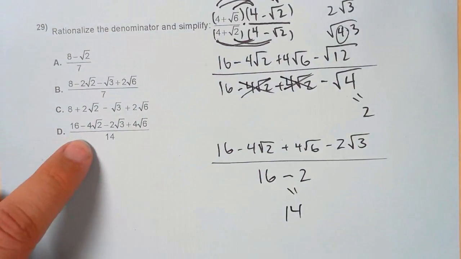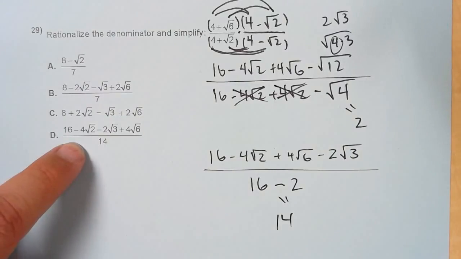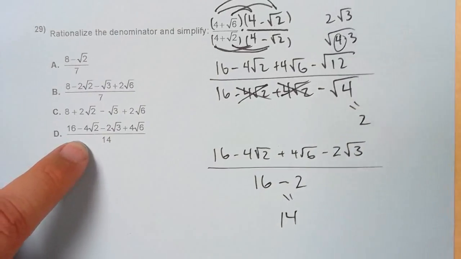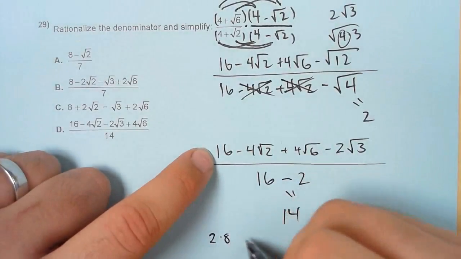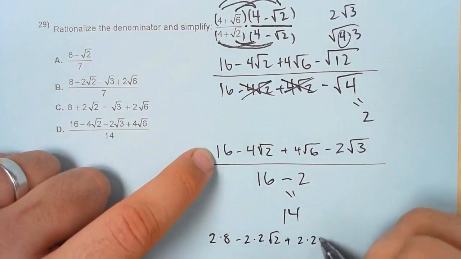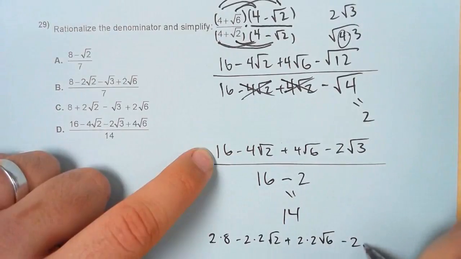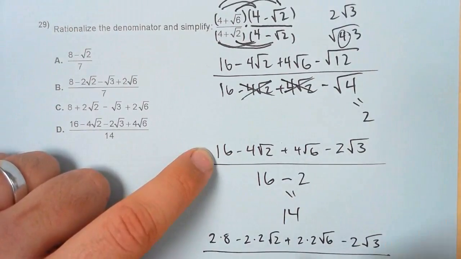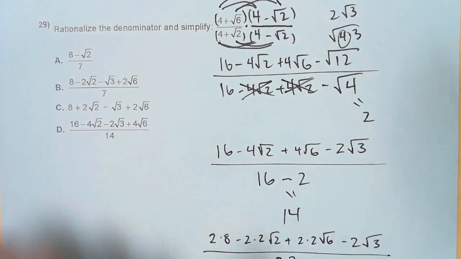So, I see that as answer D. But there's something funky here. We've got 2 times 8 is 16, minus 2 times 2 is 4, plus 2 times 2 is 4, minus 2 square root of 3, because there's a 2 in that, all over 2 times 7 for 14.